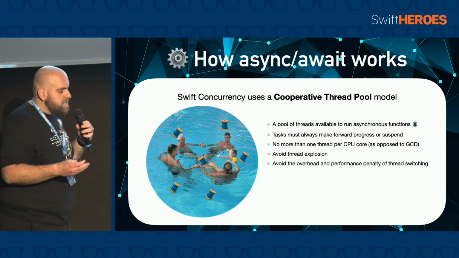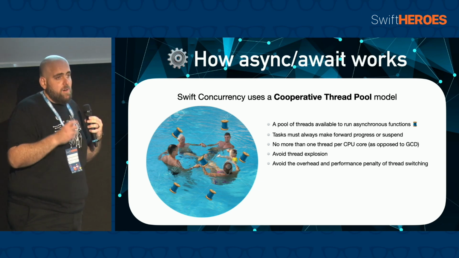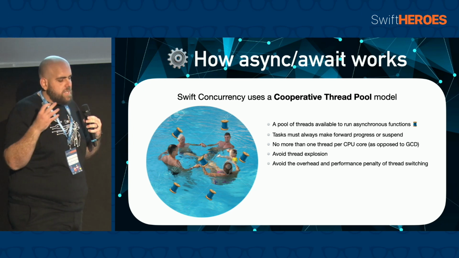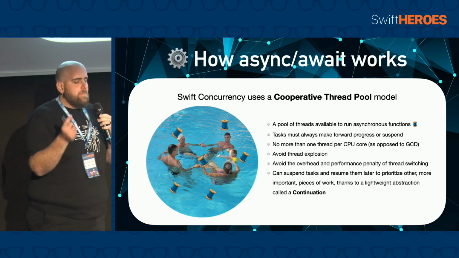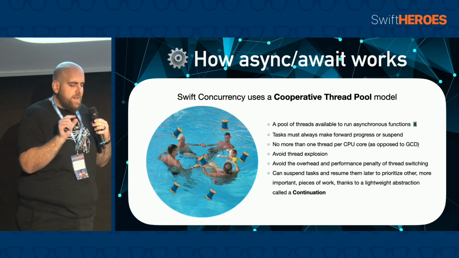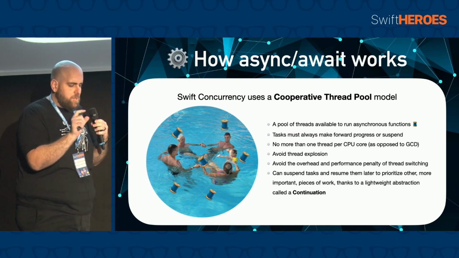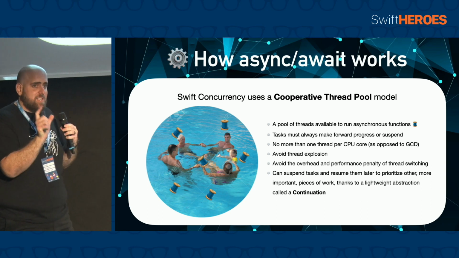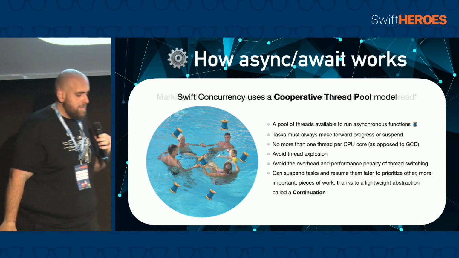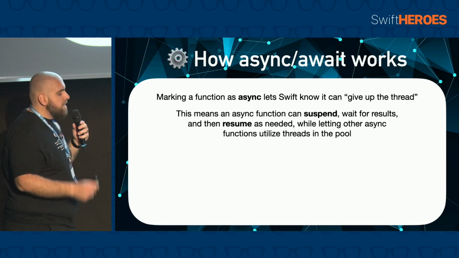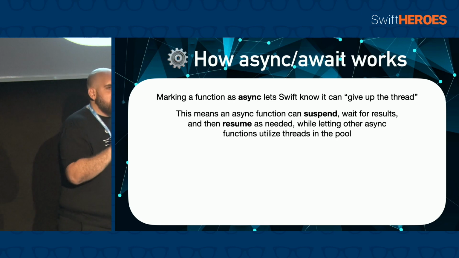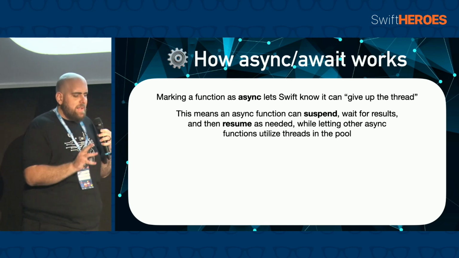So this avoids this situation and all the overhead of thread explosion and thread switching and all that stuff. And it does this by, instead of switching threads completely, using this lightweight abstraction called a continuation. And I will show you in a minute how it does this without switching threads, basically. So when we mark functions async, like I showed you earlier, it tells Swift, okay, you can give up the thread, you can suspend yourself.